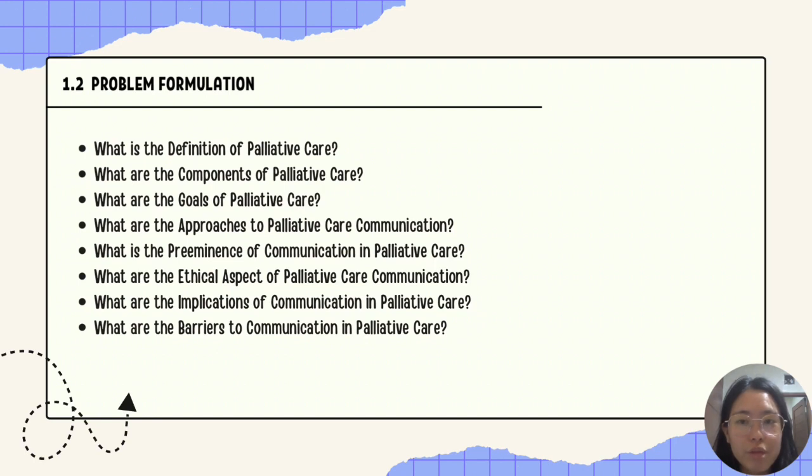Next, we move into the problem formulation of the student project. First, what is the definition of palliative care? What are the components of palliative care? What are the goals of palliative care? What are the approaches to palliative care communication? What is the preeminence of communication in palliative care? What are the ethical aspects of palliative care communication? What are the implications of communication in palliative care? And what are the barriers to communication in palliative care?